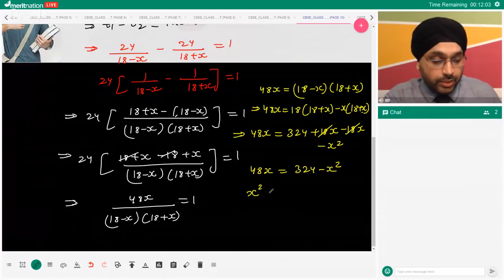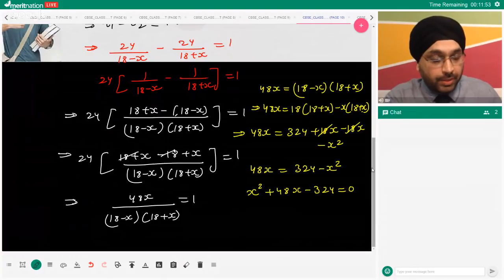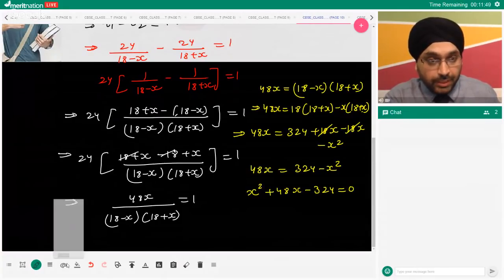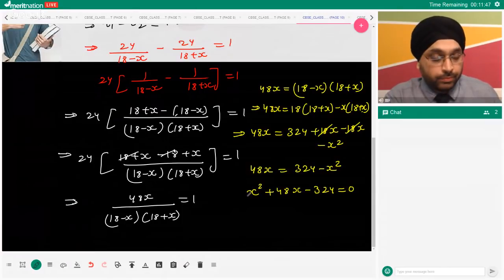We can say x square plus 48x minus 324 equals to 0. Now, guys, again, we can apply the splitting the middle term over here. We just need to factorize the equation. So, guys, if you factorize it further, that will be x square plus 54x minus 6x minus 324 equals to 0.